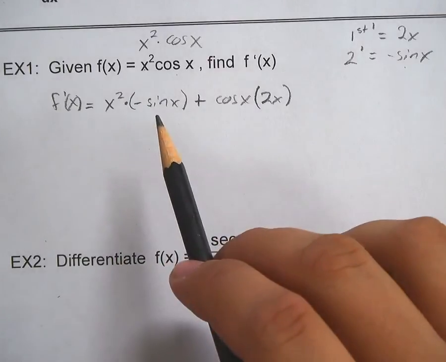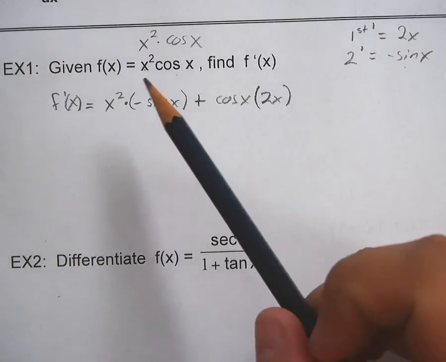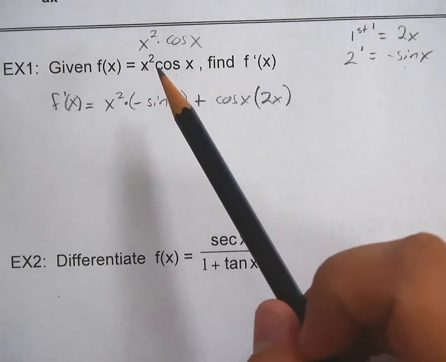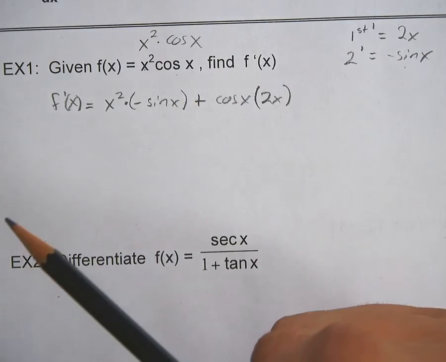First derivative second plus second derivative first. It's a power rule, or it's a product rule. Okay. The way you recognize a product rule is it's really simple. It's 2 things being multiplied together. You've got x squared is a function, cosine of x is a function.